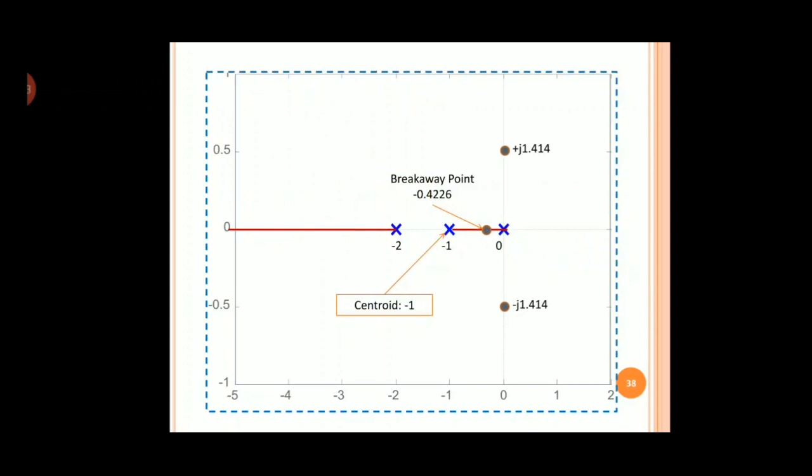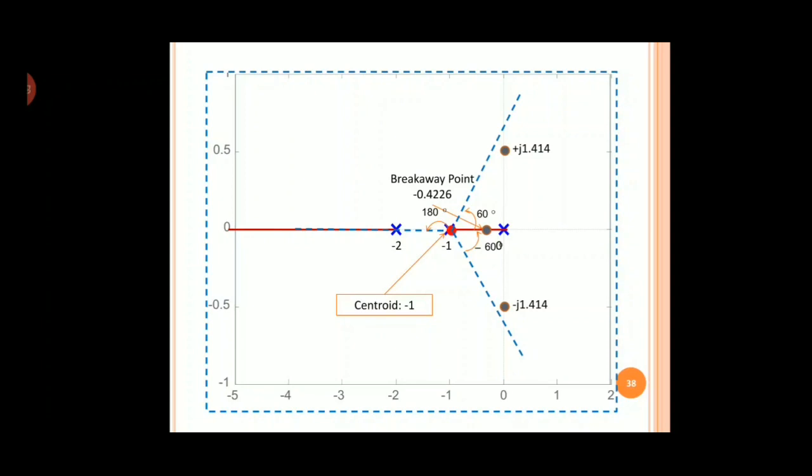So this is all the information that we have got from all the previous steps. We also have to mark the angle of asymptotes. Here they are marked: the 3 asymptotes starting from the centroid at minus 1. The angles of asymptotes are 60 degrees, minus 60 degrees and 180 degrees. So before actually drawing a root locus, first mark all the points.